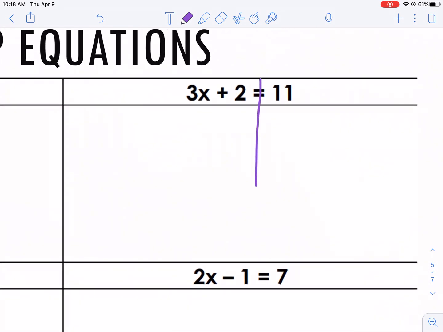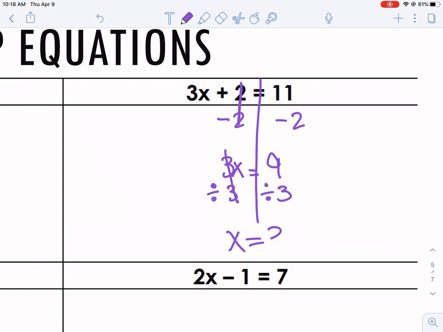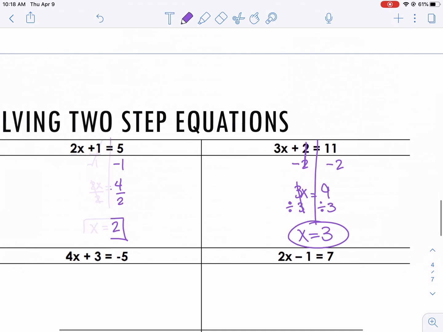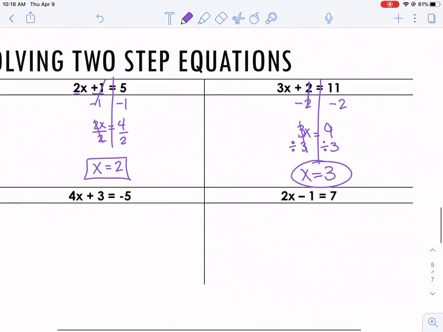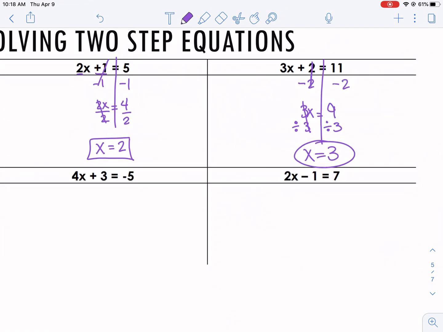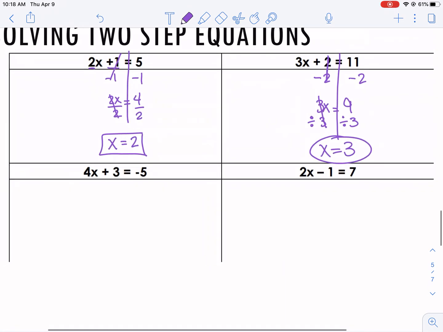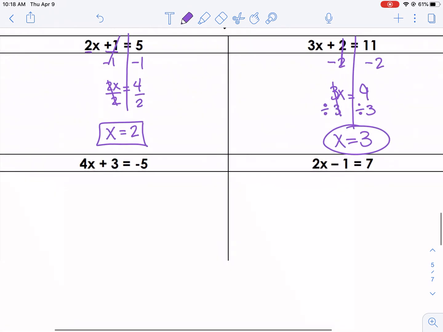All right, same thing. Draw your line. We're going to subtract 2. So 3x equals 9. We're going to divide by 3. So x equals 3. All right, if I were you, I would pause the video and practice these two on your own. And then go from there.